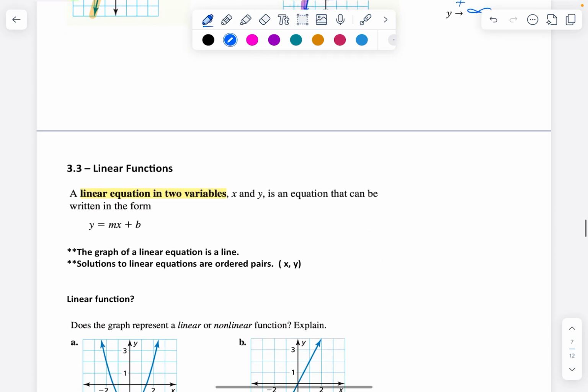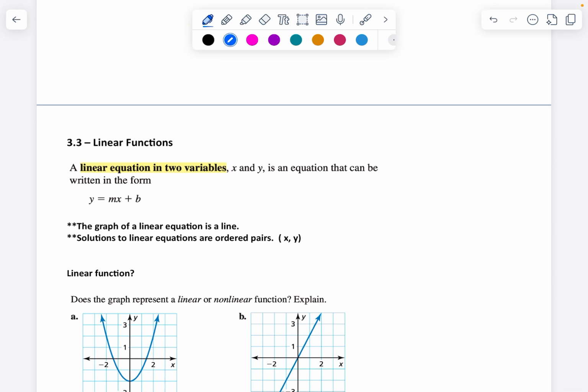All right, so today we are talking about linear functions. Now notice in the word linear is the word line, and that's what we have to remember. So we defined what a function was: one input, one output, vertical line test with graphs, and so forth. But today we're talking about linear functions, so more specifically, the graph is a line.